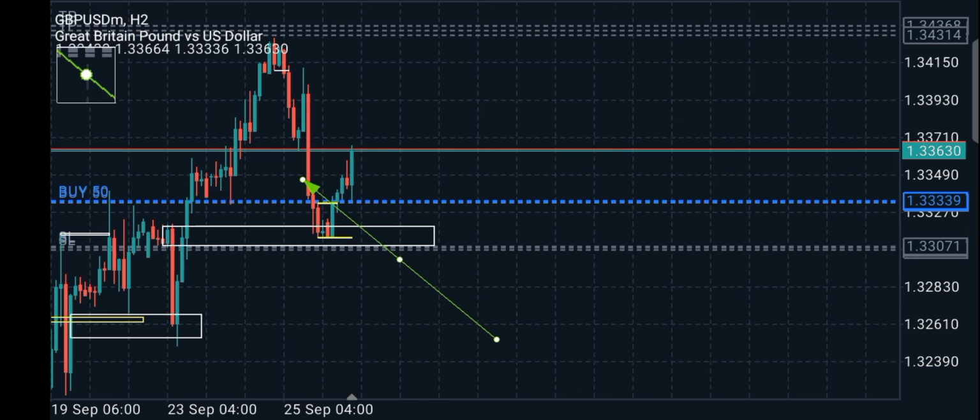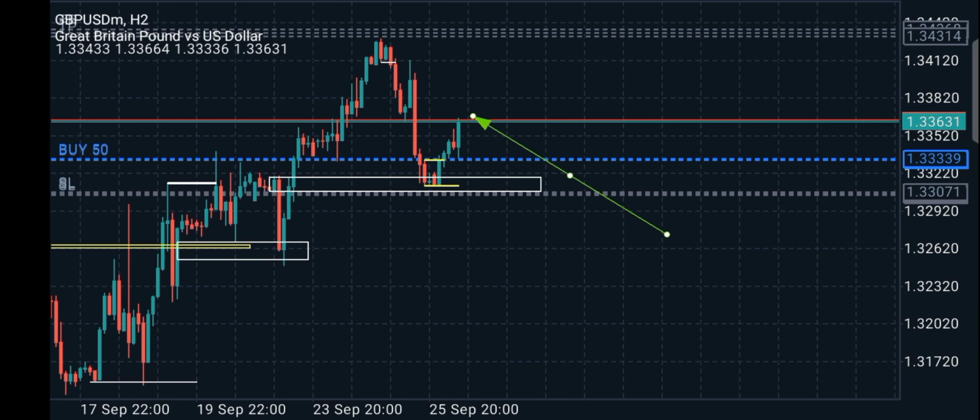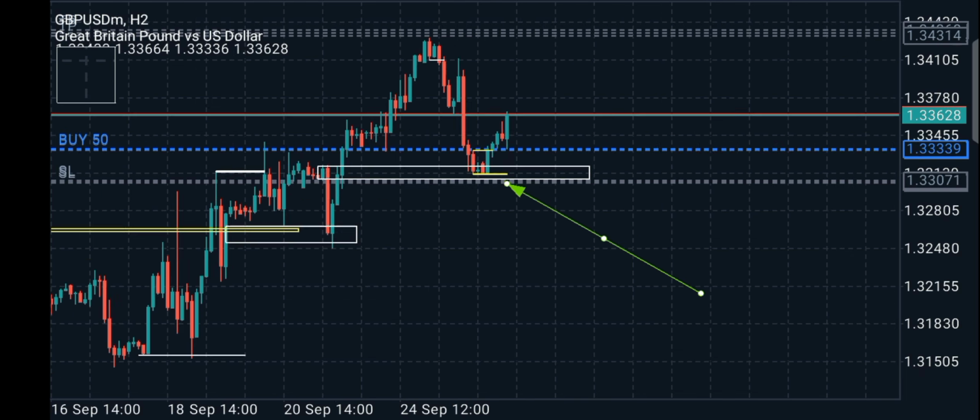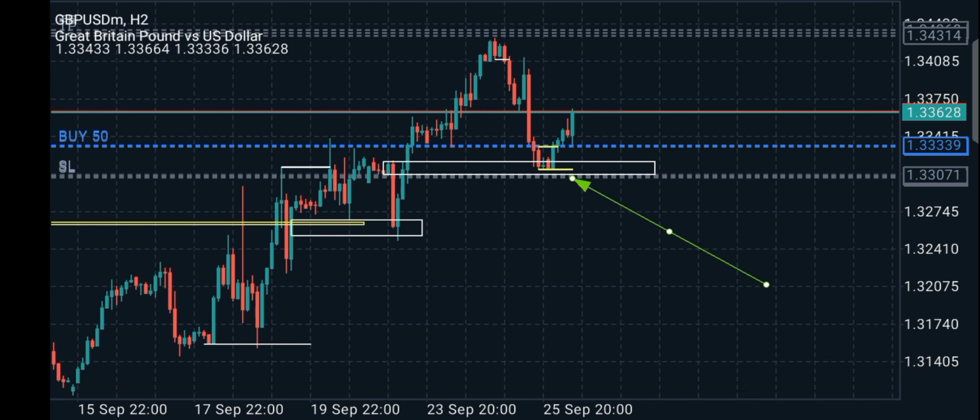You see we have a change of character right inside the POI, so I just took my entry from here, and we are actually trading with the trend. So it's more like a boost to our confirmation or our entry model. So that's just it. I'm still expecting price to get to this level here, but let's see how it goes.